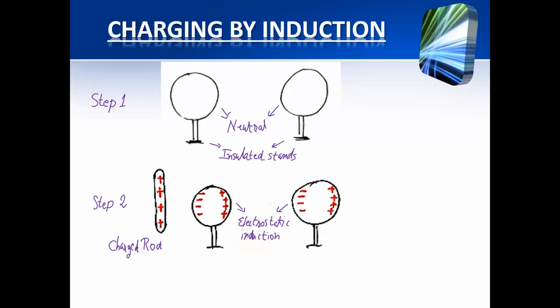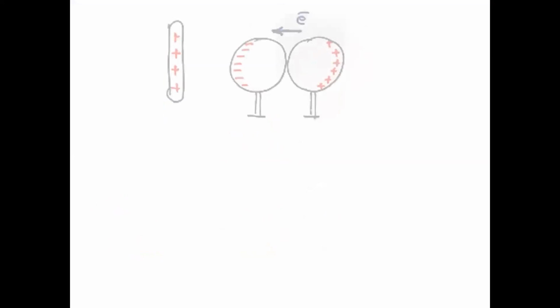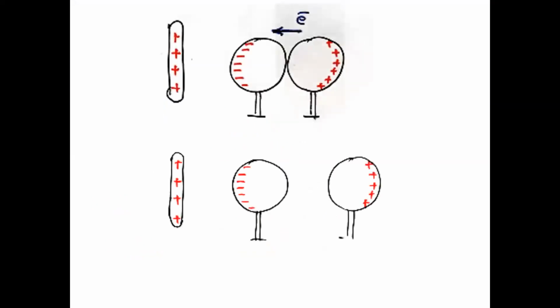There are two neutral spheres, and this is their favorite question in the paper. They are always giving spheres, insulated stands, rods, earthing wires, and they want people to identify the charges. Now look carefully at step number 3.